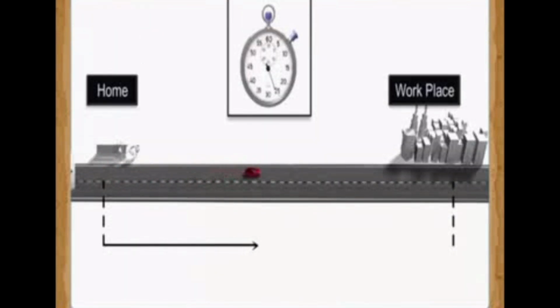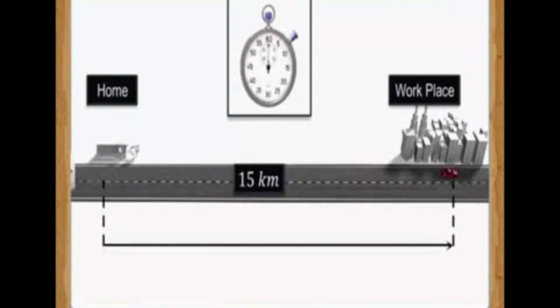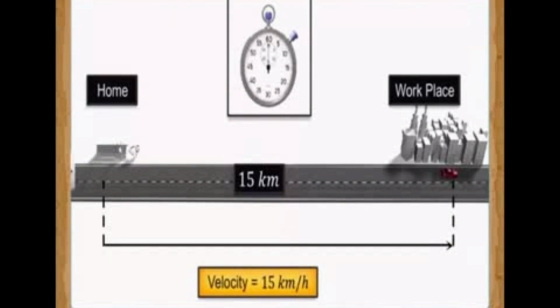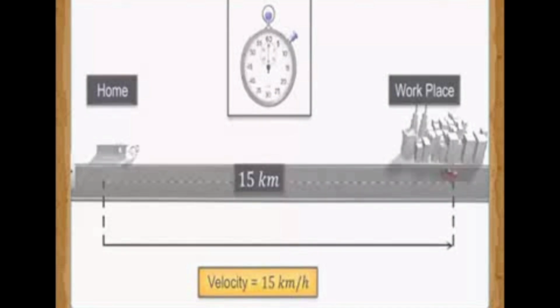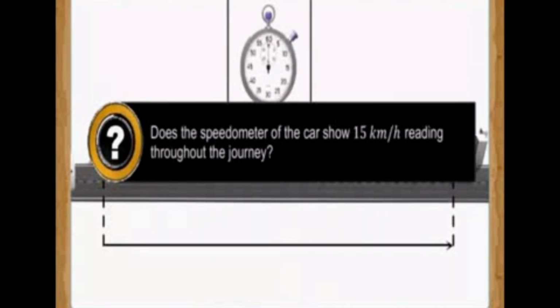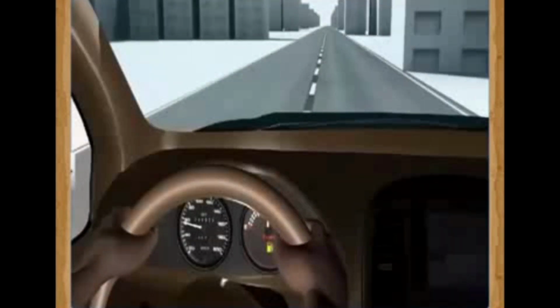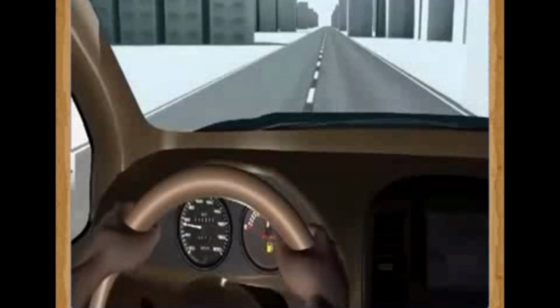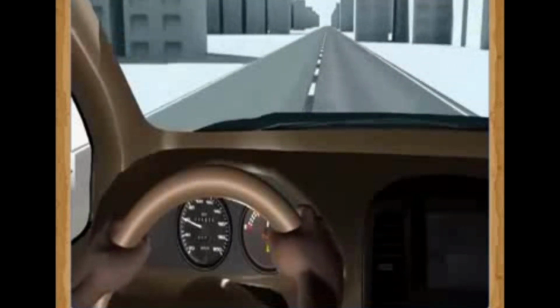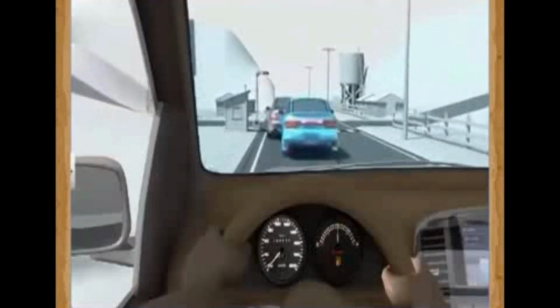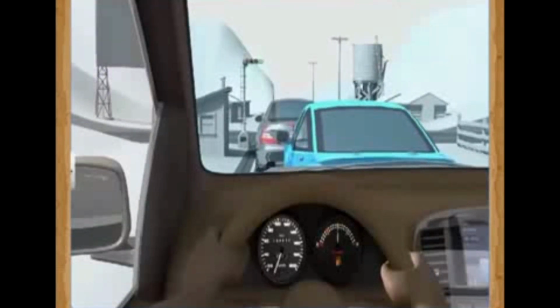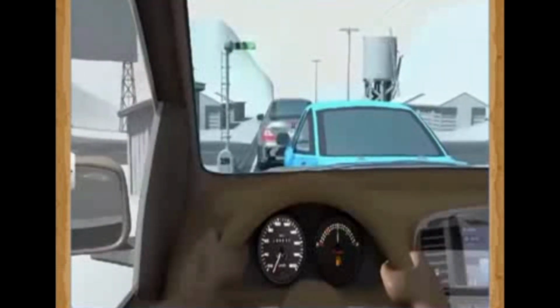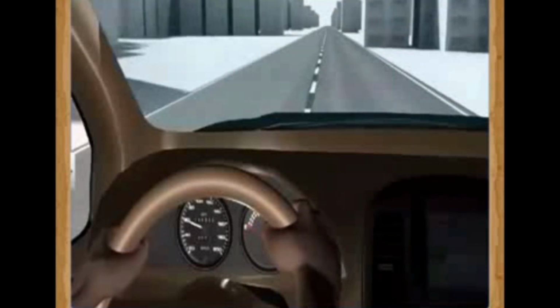Now you can see that when the car travels from home to workplace, the velocity is not constant. See that 15 kilometers distance, traveling with a velocity of 15 kilometers per hour. The speedometer shows a 15 kilometers per hour reading throughout the journey. That means the car is traveling at constant velocity. But it is not actually constant. See that the needle is moving upward and downward. In traffic it comes to 0, then it increases to 5, 10, 20 like that. It varies.